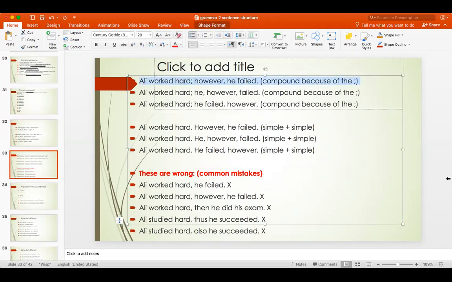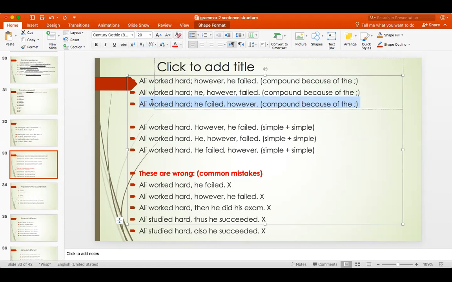Ali worked hard; however, he failed. This is a compound sentence, not because of the "however" or the comma after it, but because of the semicolon. Notice most of the transition signals can move between the subject and the verb or to the end of the clause. So, compound, compound, compound because of the semicolon. Look, when we move the "however" or "for example" or "for instance" or "therefore," you don't move the semicolon.